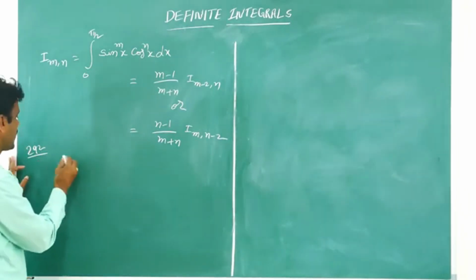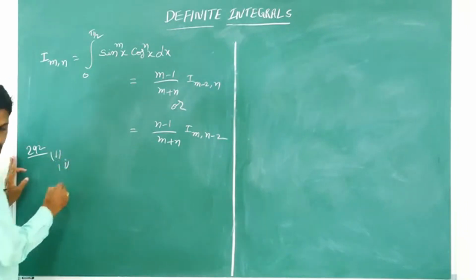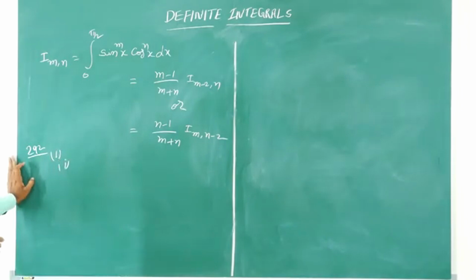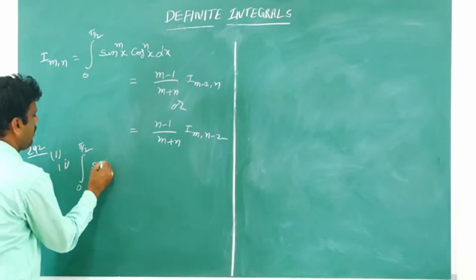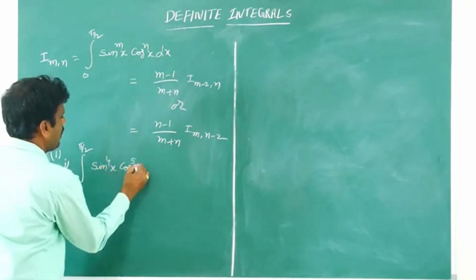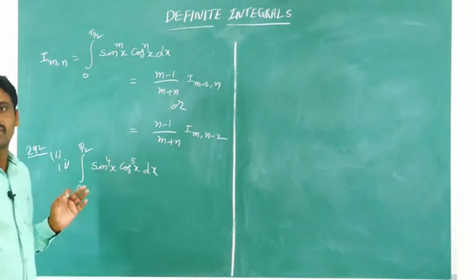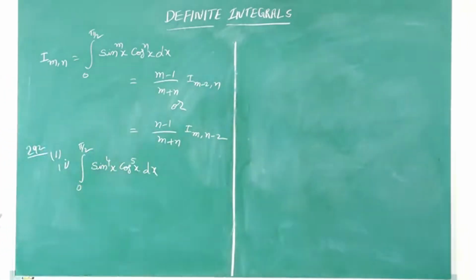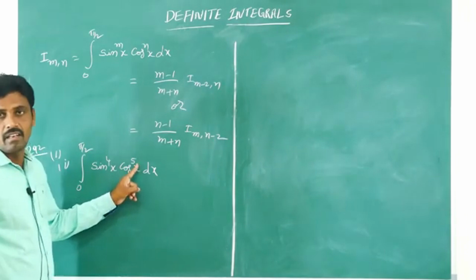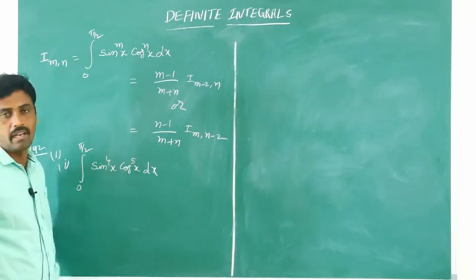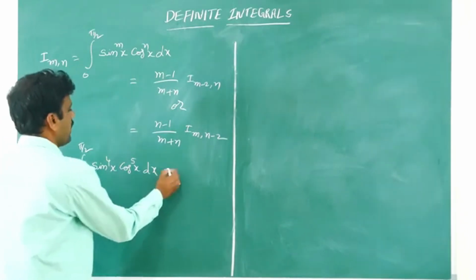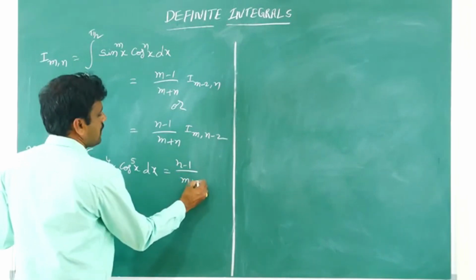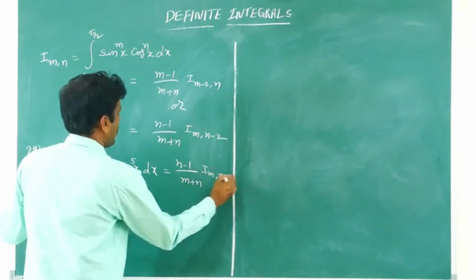Evaluate the following definite integrals. First one, integral 0 to pi by 2 sin^4 x cos^5 x dx. This is I(m,n) with m equal to 4, n equal to 5. The formula is (n-1)/(m+n) I(m,n-2).